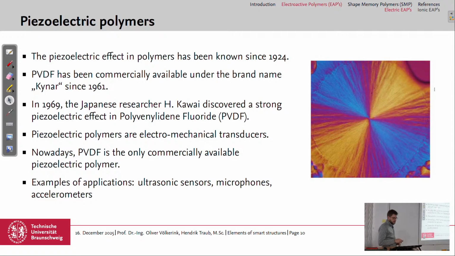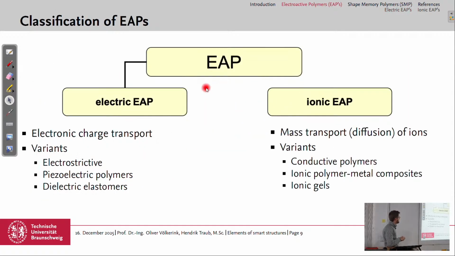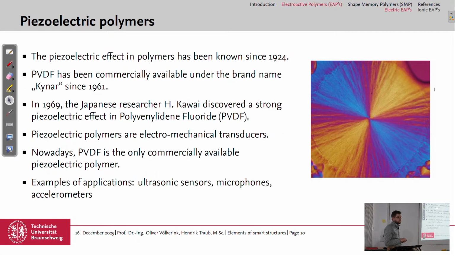So now we are looking at the first principle of the electric EAPs, the piezoelectric ones. The piezoelectric effect in polymers has been known since 1924, so roughly 45 years later than the first experiments by Röntgen. And PVDF is a material which has piezoelectric properties, at least in a certain state, like the piezoceramics, where you need this special lattice structure, so not the cubic lattice, but a rhombohedral, for example. And also PVDF has to be in a certain phase to have piezoelectric properties. We will have a look on that.